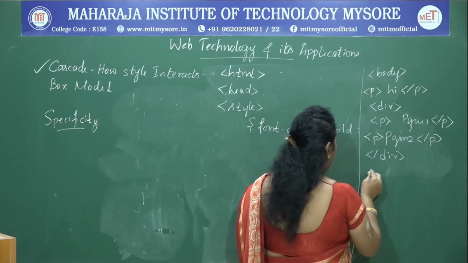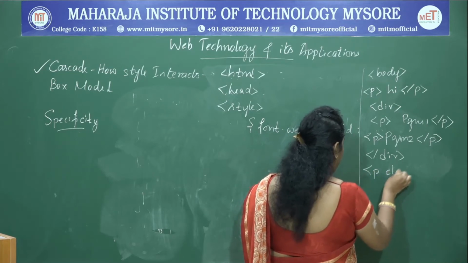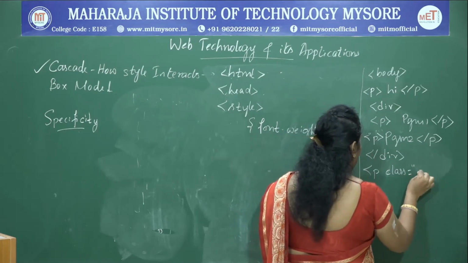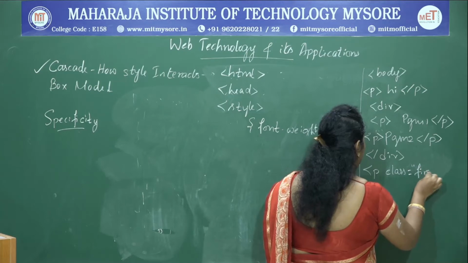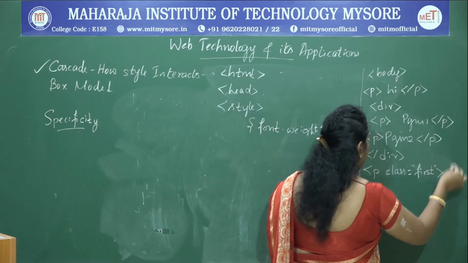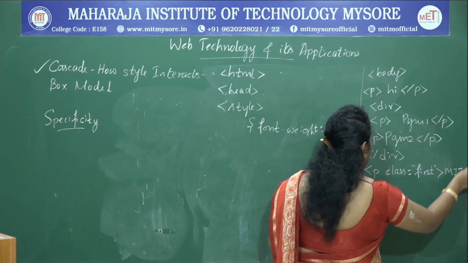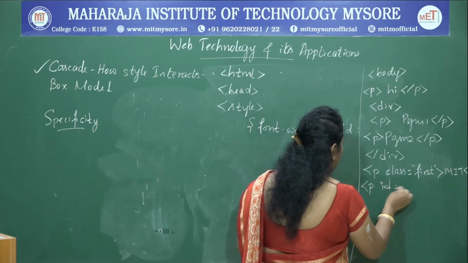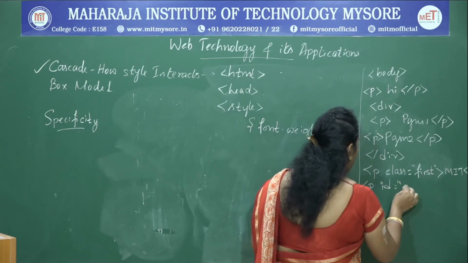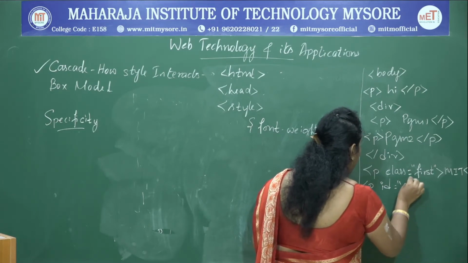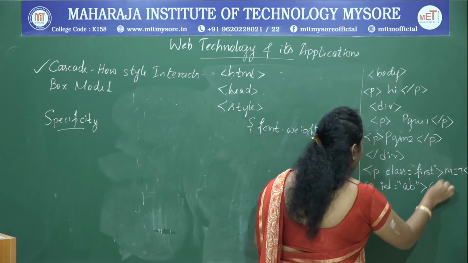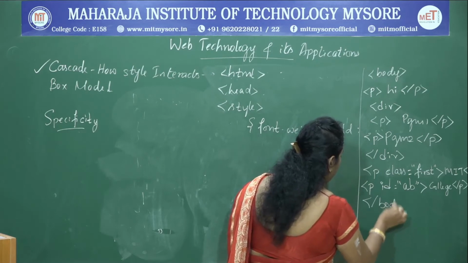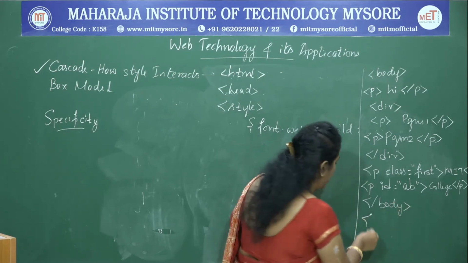After that I am going to take one class called first to print MIT. And I am taking one ID called AB to print college. So finally close body, and also close HTML.